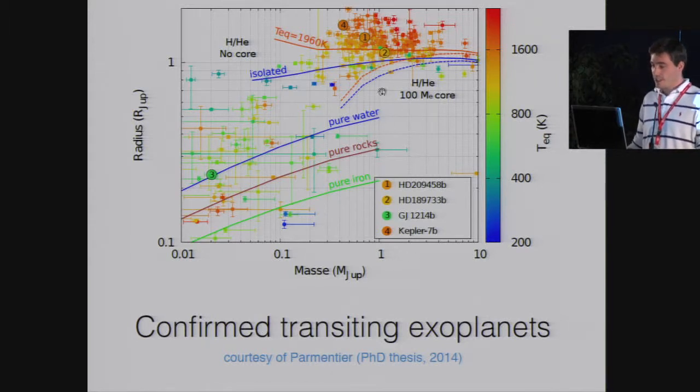In this regime, you can see that most of the planets are around 1 Jupiter radius, and a few of them on the less heavy side span a range much higher in radius.